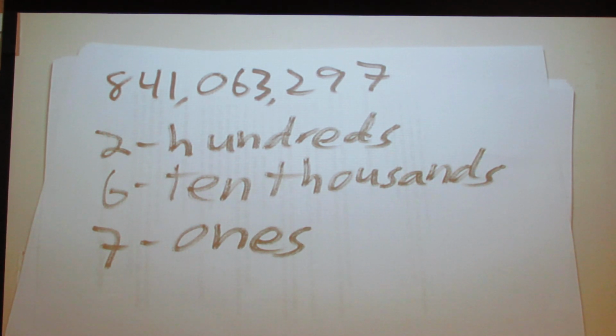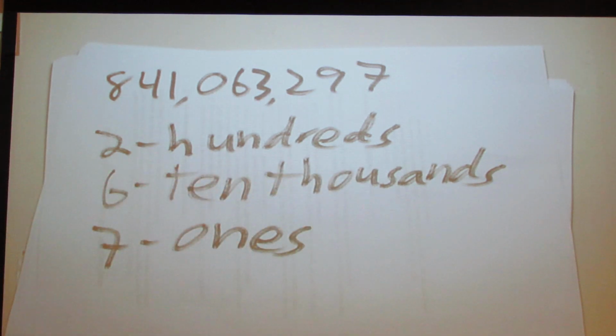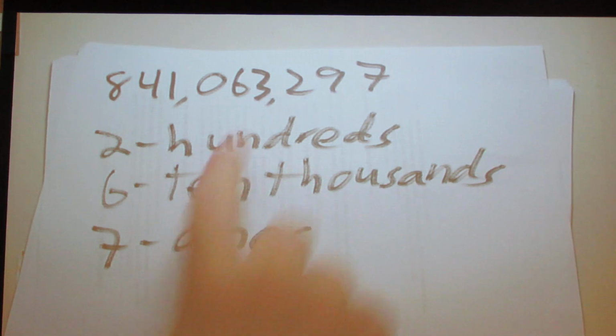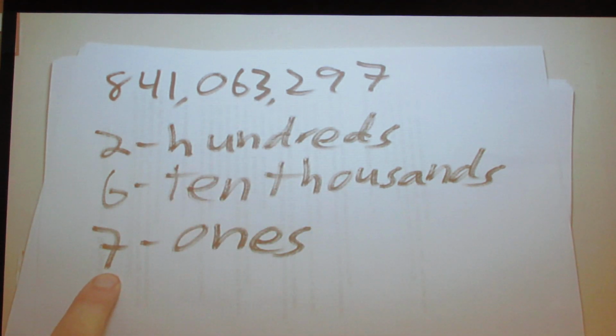The first question is going to be like this. You're going to get a number something like 841,063,297, and then it's going to give you three of the digits, and it's going to ask you which place it's in. So if it asks you for the 2, you're going to say the hundreds, 6 the 10,000s, the 7 the ones. Make sure you spell it right with the S at the end.